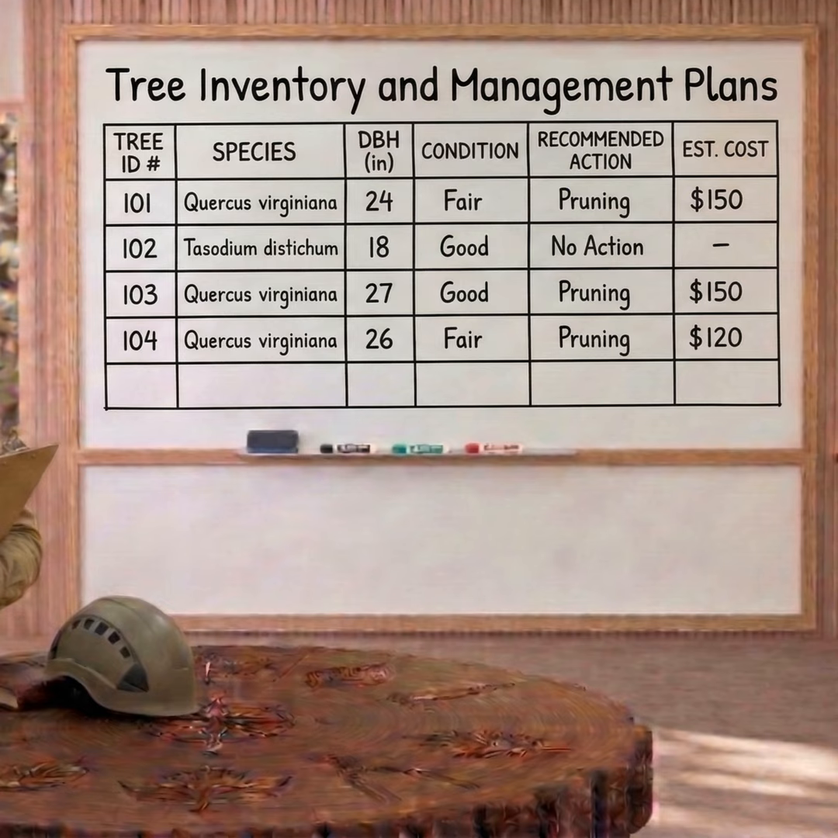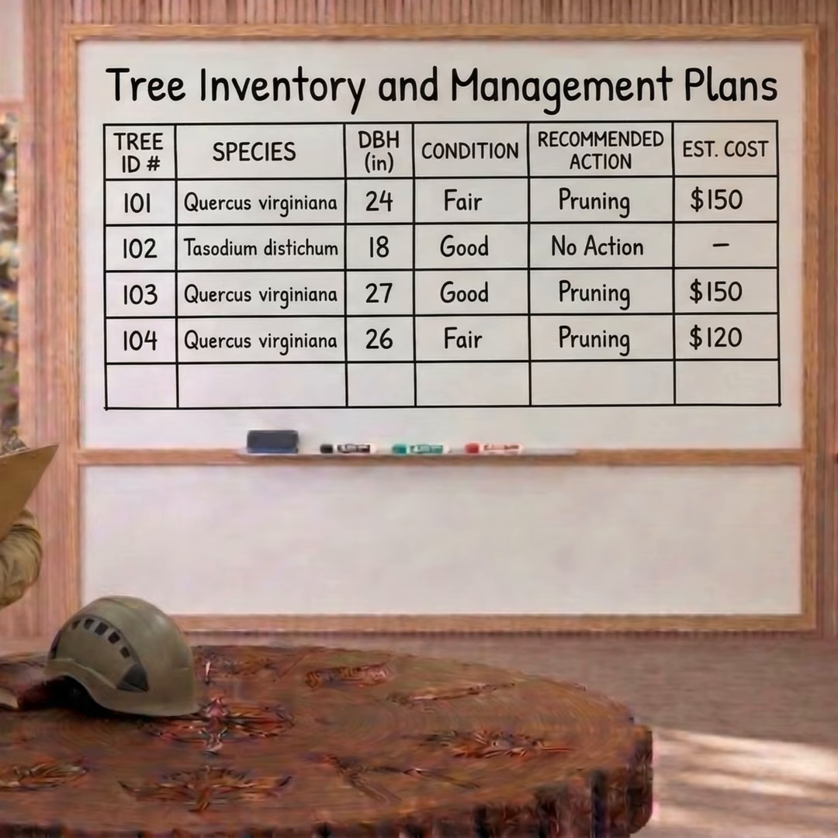When you walk through a city park, a university campus, or even a neighborhood street, you're not just looking at trees. You're looking at a managed system, a living infrastructure that requires planning, data, and long-term strategy. For arborists preparing for the BCMA exam, understanding tree inventory and management planning is essential. This is where arboriculture intersects with policy, planning, risk management, and sustainability.